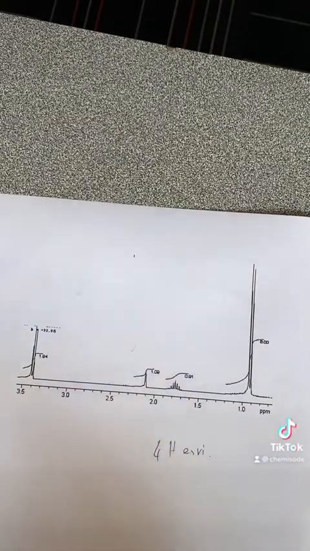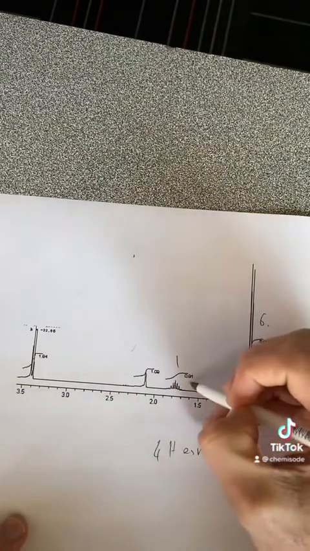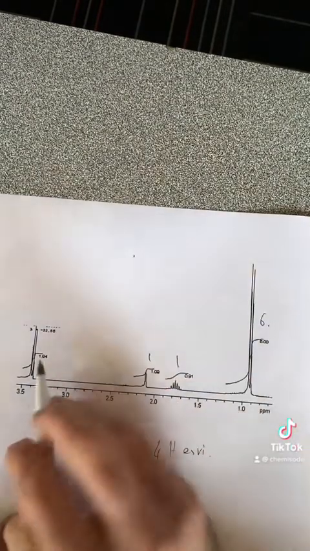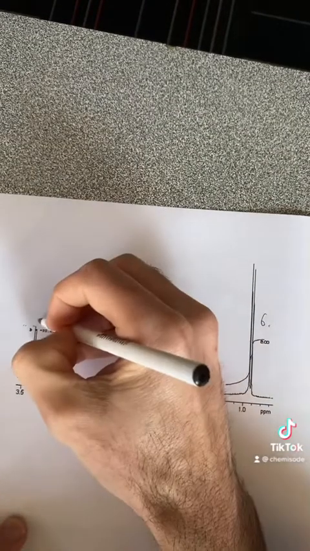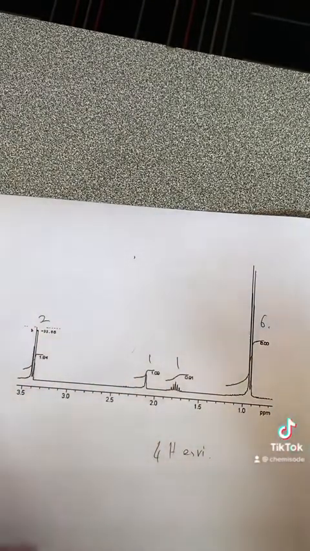The next thing I'm going to look for is the integration or any indication of the size of peaks. I can see here I've got a 6, I've got a 1 or a 0.91, so it's close enough to a 1. I've got a 1 here, and I've got this guy which is 1.94, so therefore I'm going to call him a 2. So what that means is how many hydrogens are in each environment here.